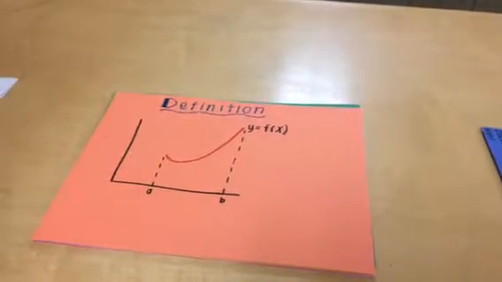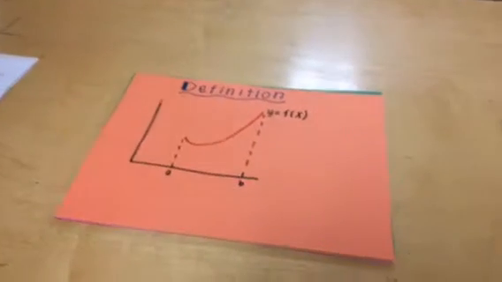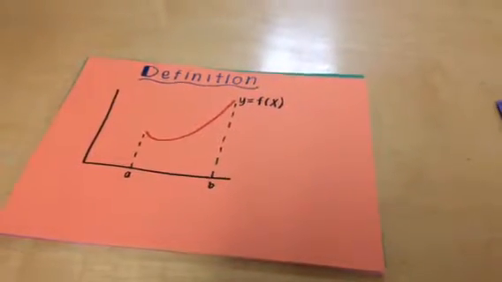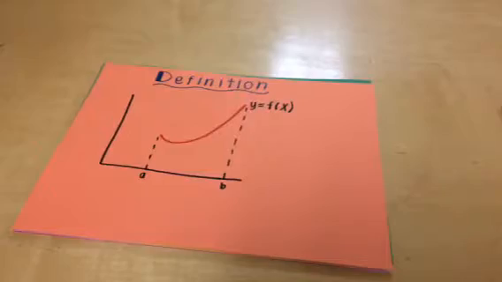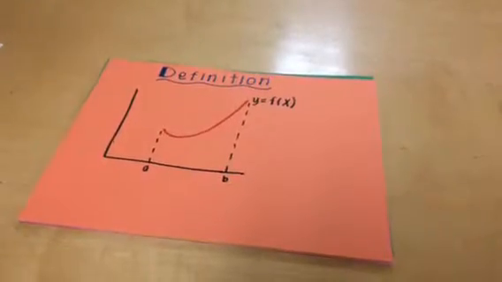In order to find a solid of revolution, we first start with the function f of x on a given interval from a to b. We then rotate this curve around a given axis to get the solid of revolution.